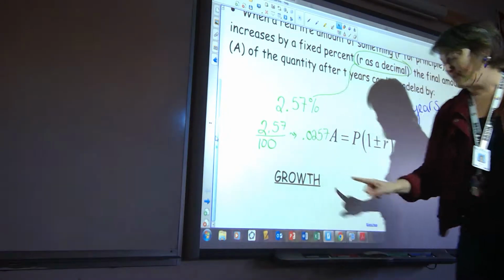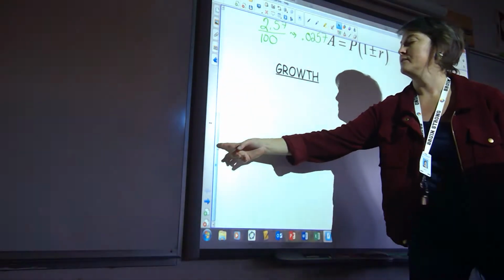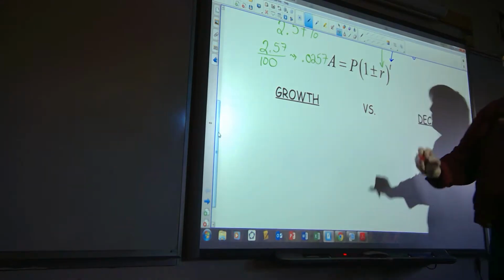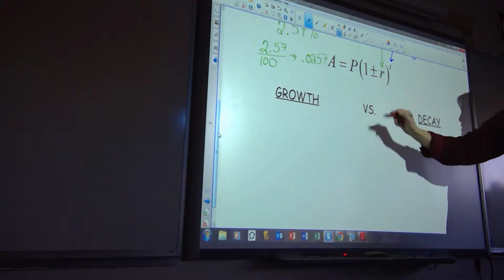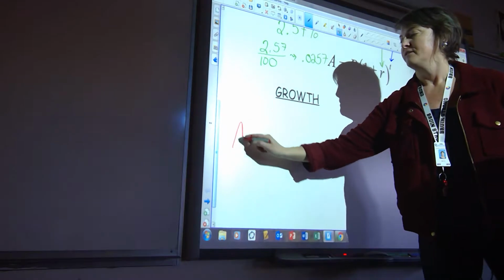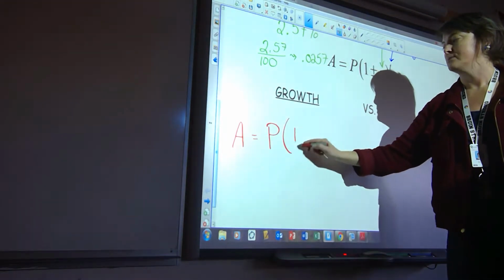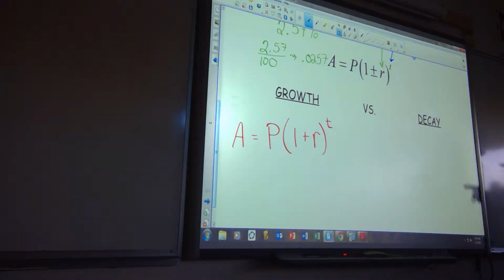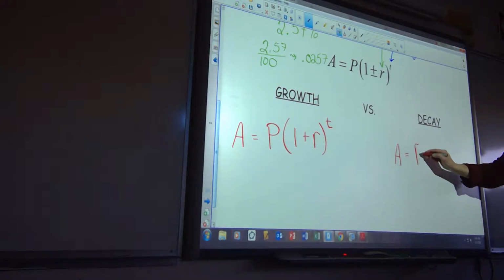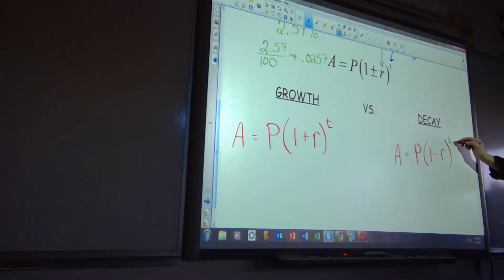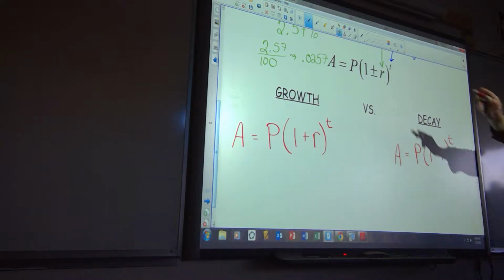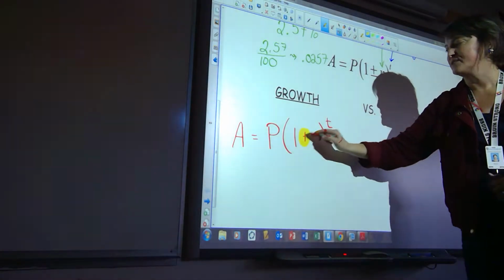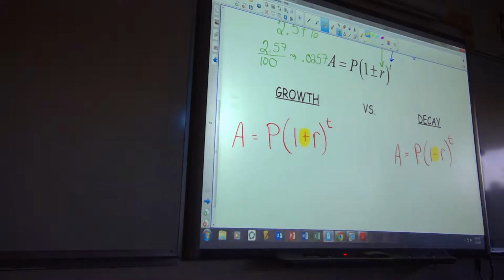The only thing you have to be aware of here is that if it was changing between growth or decay, the way that we would do that is with the plus versus the minus. So if it's a growth problem, the final amount is the initial amount times 1 plus the rate, to the power of t years. And if it's decaying, then it's the principal times 1 minus the rate to the power of t. You have to know to do that. It will not be given as a negative percent. It will never be communicated as a negative percent.